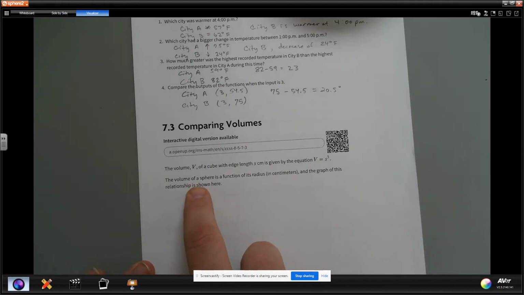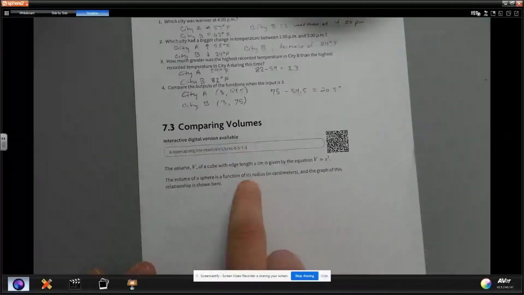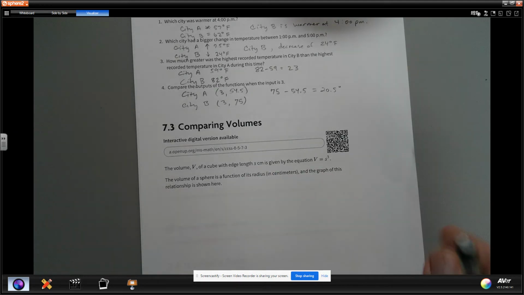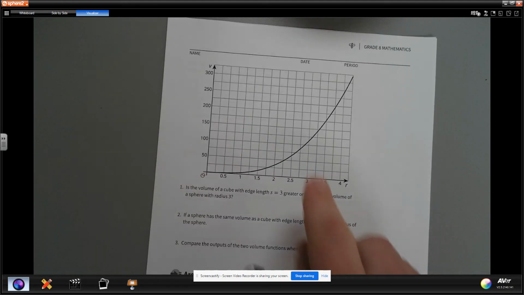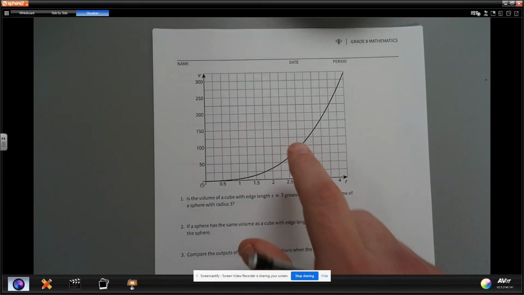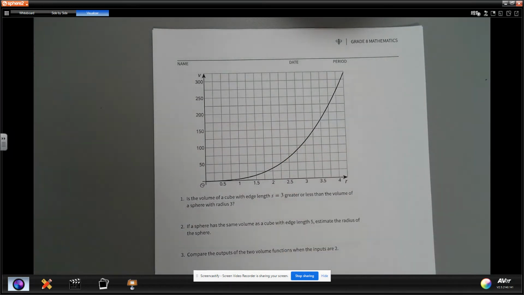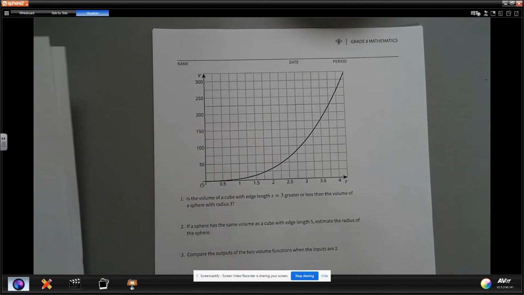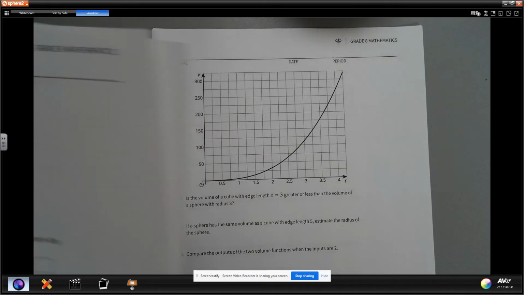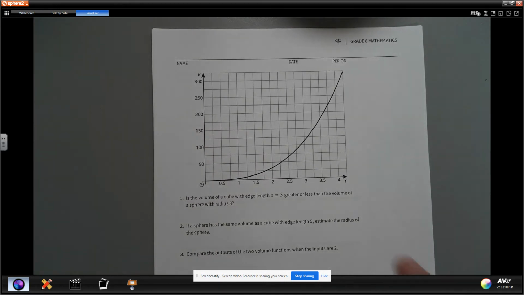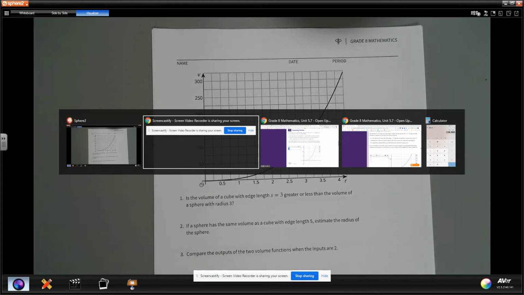And then we have the volume of a sphere given as a function of its radius, and the graph of this relationship is shown. This graph represents the radius. The other graph that we can lay on top of this represents the volume of a cube, something to the third power. What I'd like for you to recognize is that this is also on a Desmos calculator.